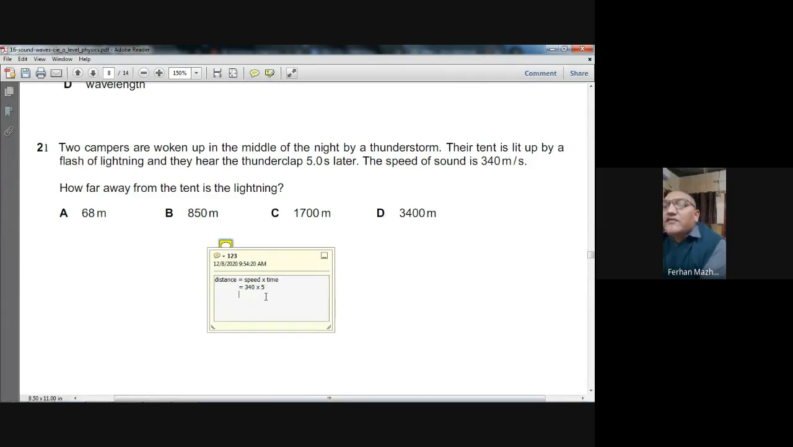You have a calculator with you. Do this calculation: 340 multiplied by 5. It's 1700. 1700 is the answer. So your choice is simple. So what's the choice? C part. C is the choice. Okay.